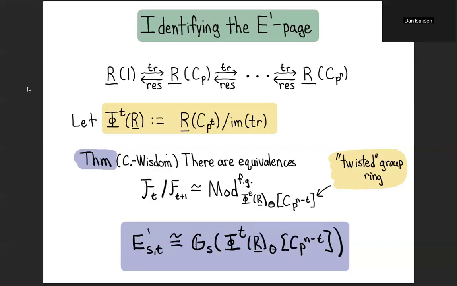Can I ask a quick question about the twisted group ring? Yep. So presumably when the twisting is complicated and difficult to deal with, you take another spectral sequence, right, from the untwisted group ring that converges to the invariant of the twisted group ring or something like that. That's a good question. I don't know. Me neither. I just, when I see twisted, I always ask.